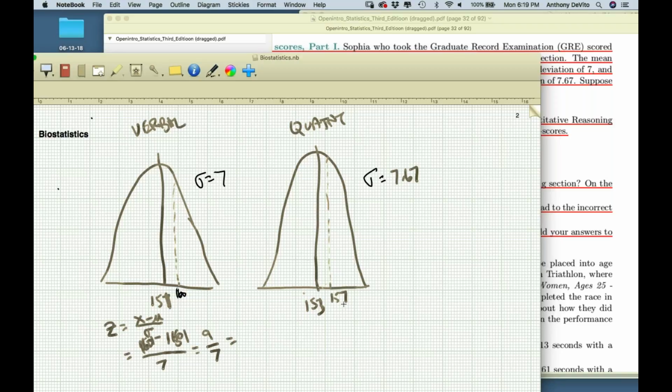So we'll figure that out in a second. Let me get my calculator out. What about the quantitative? What's her z-score for the quantitative? Again, z is equal to her score, x, minus the mean, over the standard deviation for the quantitative test scores, which is going to be equal to 157 minus 153. Again, it's positive because it's to the right of the mean, over 7.67. So that's going to be equal to 4 divided by 7.67.